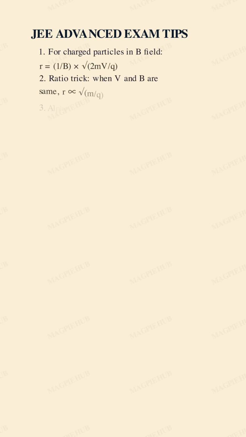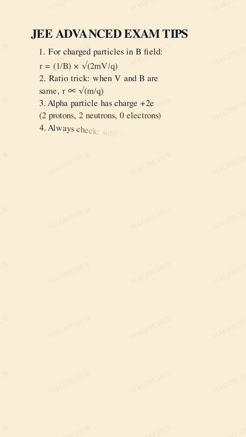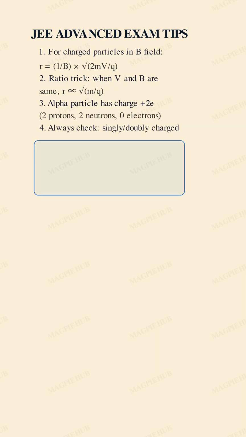Tip 1. For a charged particle accelerated through potential V and entering a magnetic field B, the radius formula is 1 over B times the square root of 2mV over q. Tip 2. When V and B are the same for both particles, the radius is proportional to the square root of mass over charge. This is a very useful shortcut for comparison questions. Tip 3. Remember that an alpha particle always has charge +2e, consisting of 2 protons and 2 neutrons. Tip 4. Always check whether an ion is singly or doubly charged. This directly affects the orbit radius.